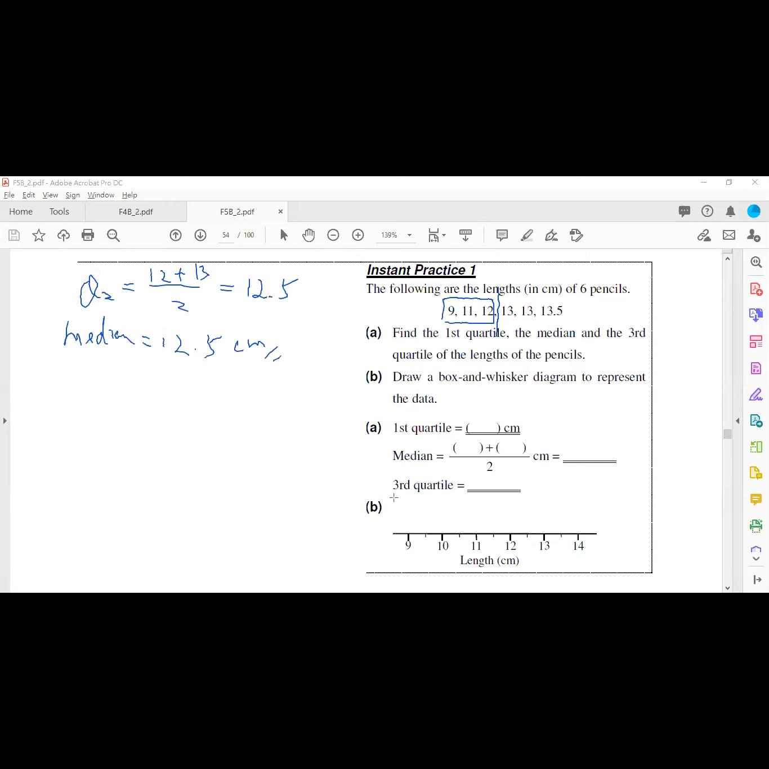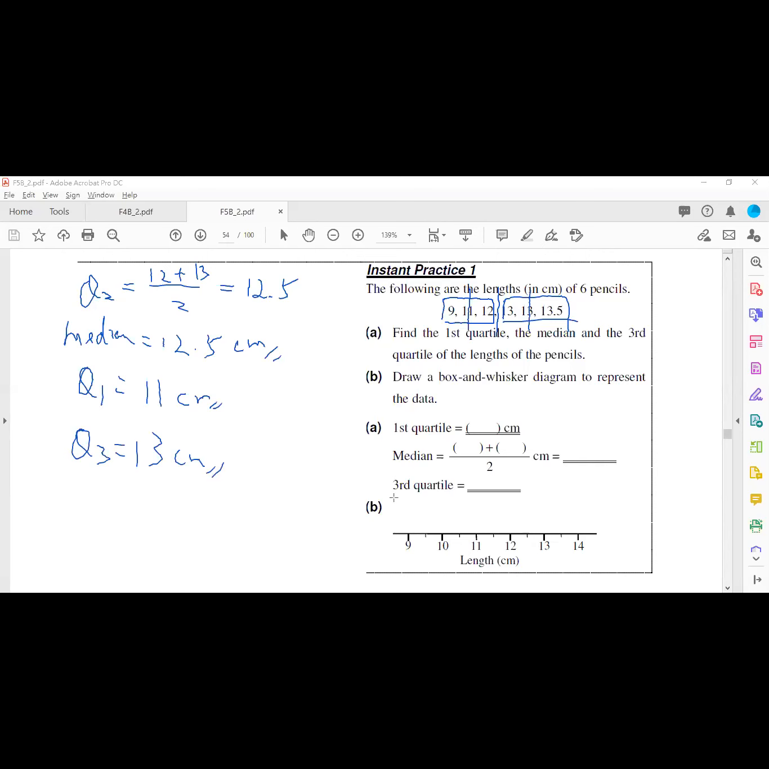And then it cut into 2 parts. The first smaller part and the larger part. And then in the smaller part, we cut at the middle position again. And then we have cut the 11. So Q1 is equal to 11 cm. Okay, first quartile is 11. And then for the larger half, the middle position is 13. So Q3 is equal to 13 cm.